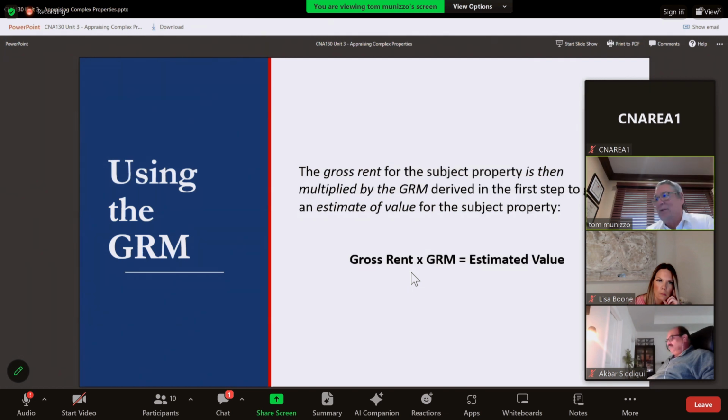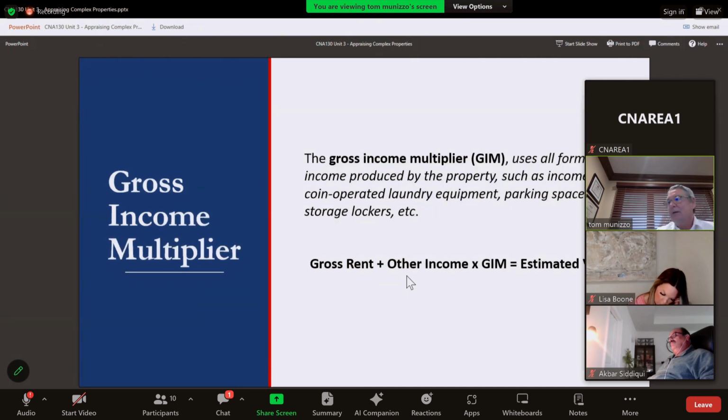You can reverse the thing. The gross rent is then multiplied by the GRM to give an estimated value. So you take your gross rent times your gross rent multiplier to come up with your value estimate. Now here's what you have to pay attention to. Your gross income multiplier is going to add in income from the laundry, parking spaces, and storage lockers. So it's your gross rent plus the other income times the gross income multiplier to get your value estimate.